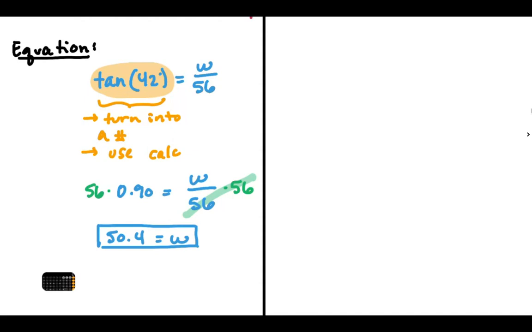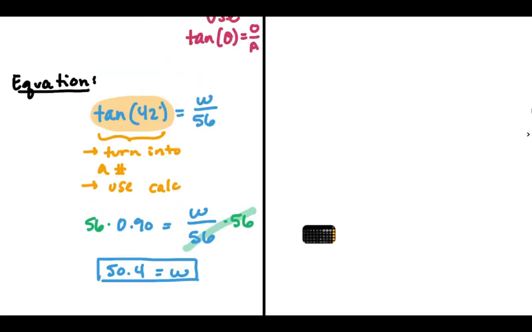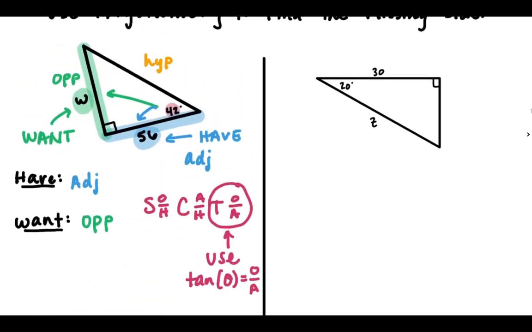Okay, let's try one more. Let me bring my calculator over. Okay, so let's follow the same procedure. We want to know our have and our want in terms of opposite, adjacent, and hypotenuse.